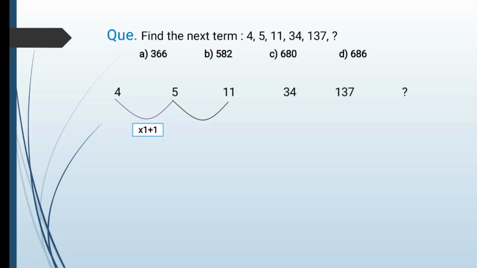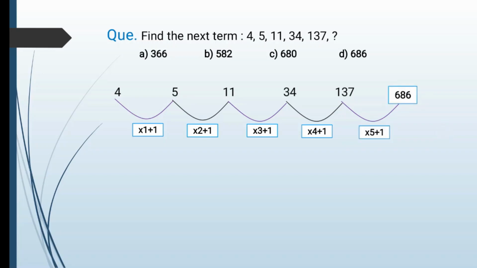The next term will be 5 to 11. The next is into 2 plus 1. 5 into 2 plus 1 gives 11. 11 into 3 plus 1 gives the next term, that is 34. And 34 into 4 plus 1 will give you the next term, that is 137. So obviously the last term will be 137 into 5 plus 1, which is 686. So in this case, both multiplication and addition are being used.